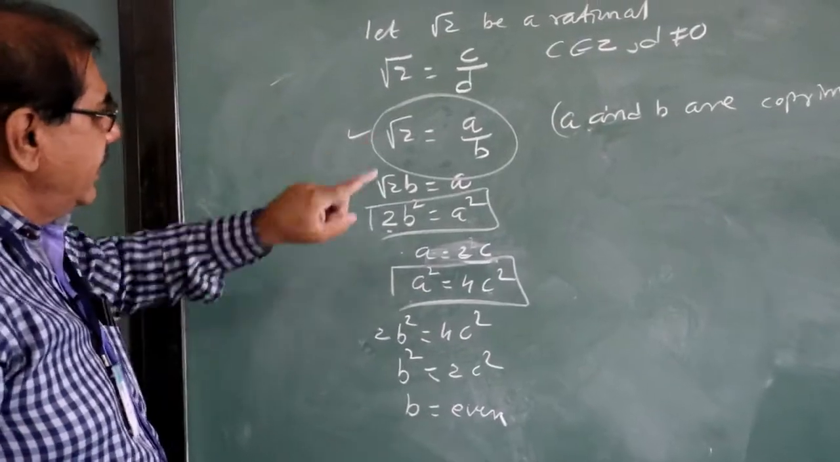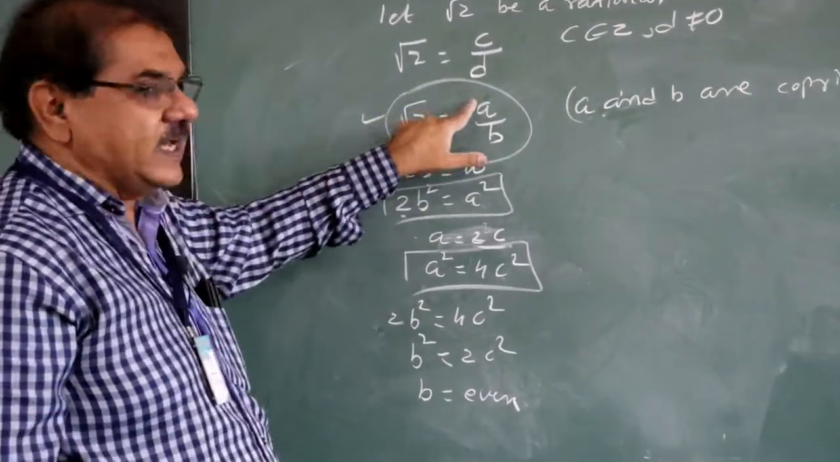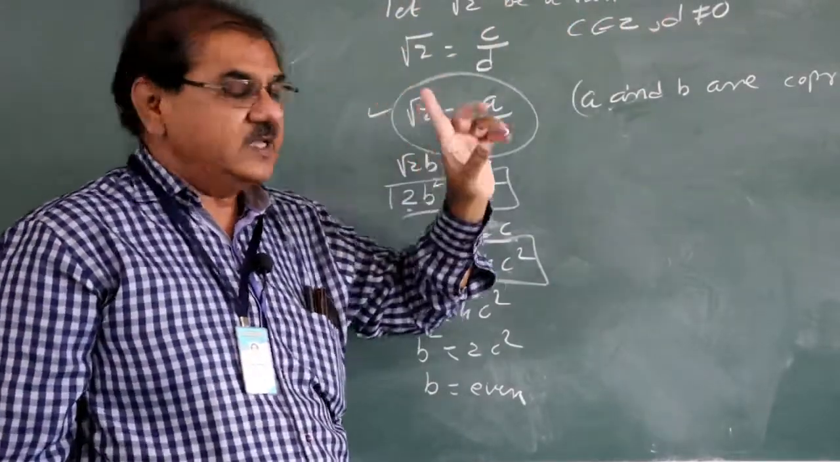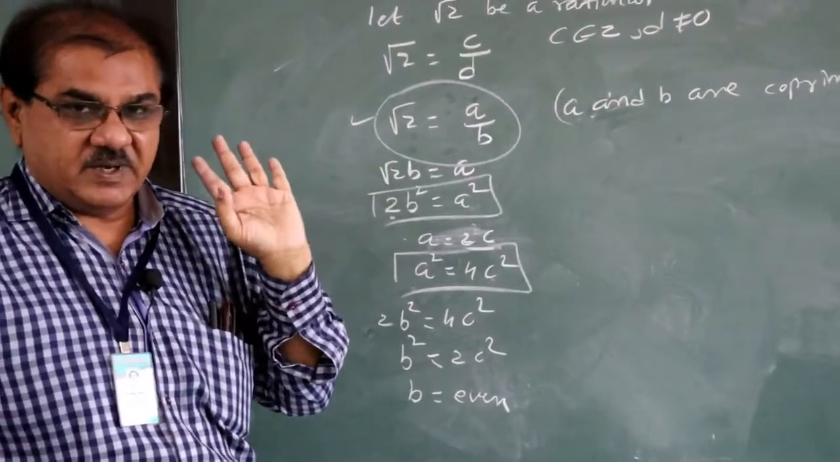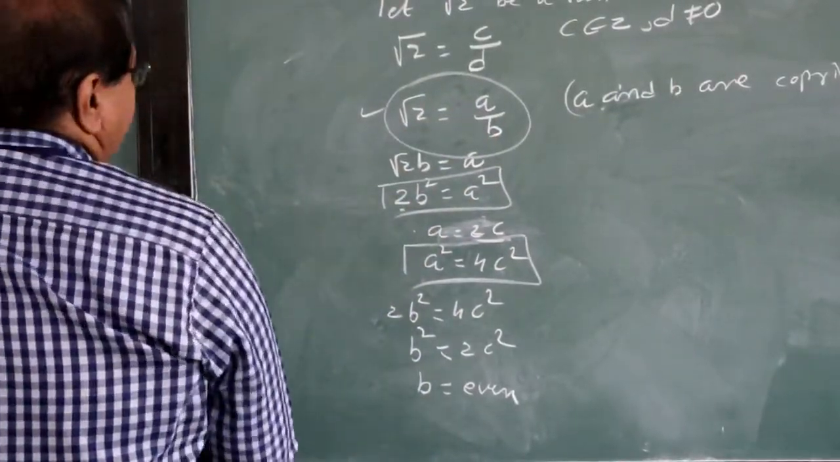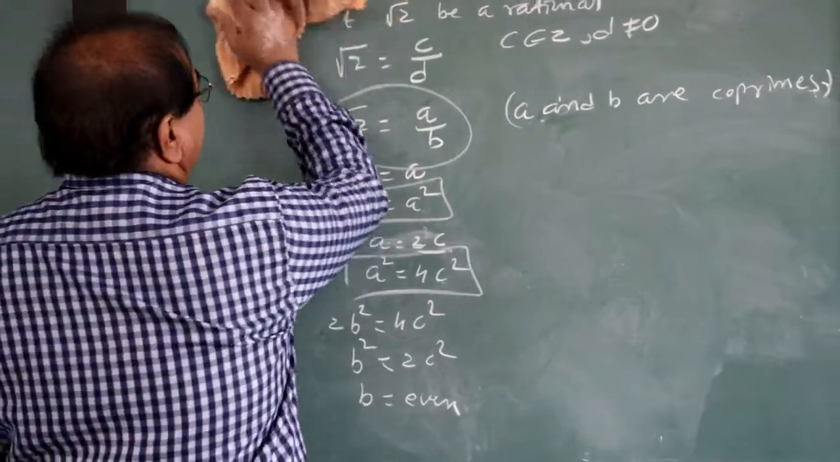So it is our fault that we assumed that root 2 is a rational number. So we can say root 2 is not rational. So root 2 is an irrational number. Is it clear? So this is how you can prove root 2 to be an irrational number.